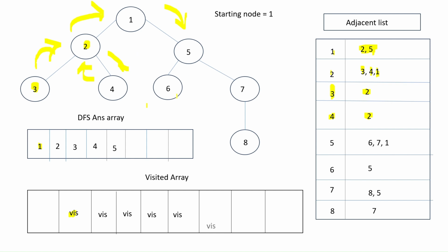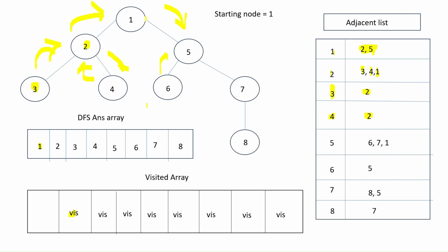We will go to 6, mark it as visited, and then we'll backtrack to 5, and then check who are the unvisited branches of 5. I can see 7 is unvisited, so we'll mark it visited and put it into the answer key. In the same way, I will put 8 into the answer key and mark it as visited.